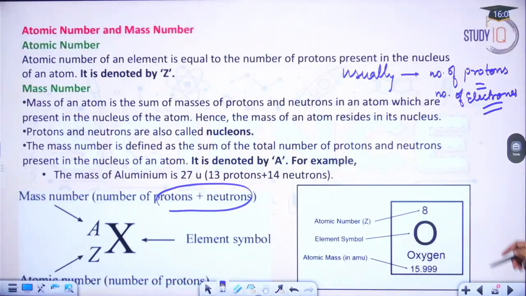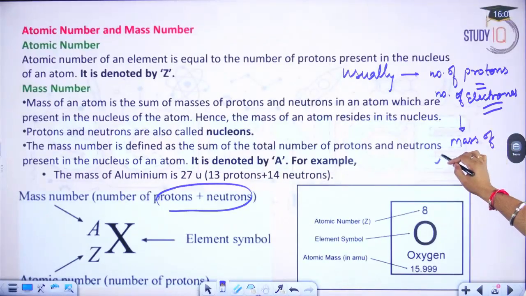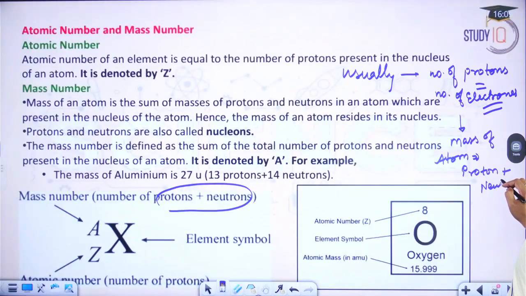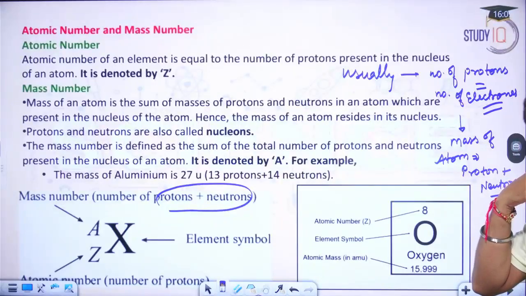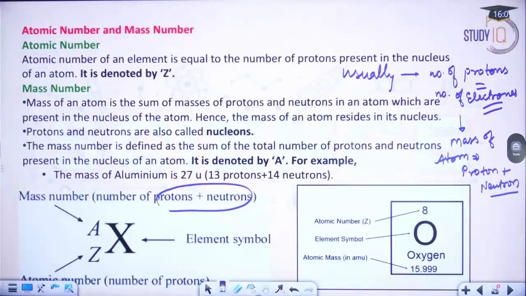So guys, when we talk about the mass number, mass of an atom is equal to proton plus neutron. Okay, proton plus neutron. Got it? And as the mass number is variable, but the atomic number is fixed. Atomic number is fixed. Therefore, you can see that the number of neutrons can also vary, and mass can also vary.